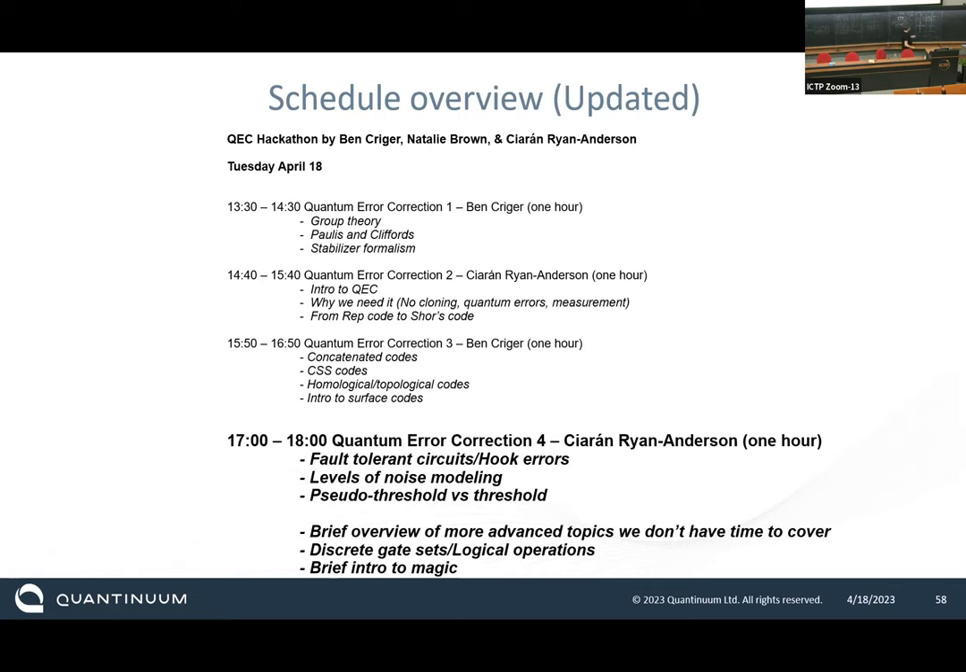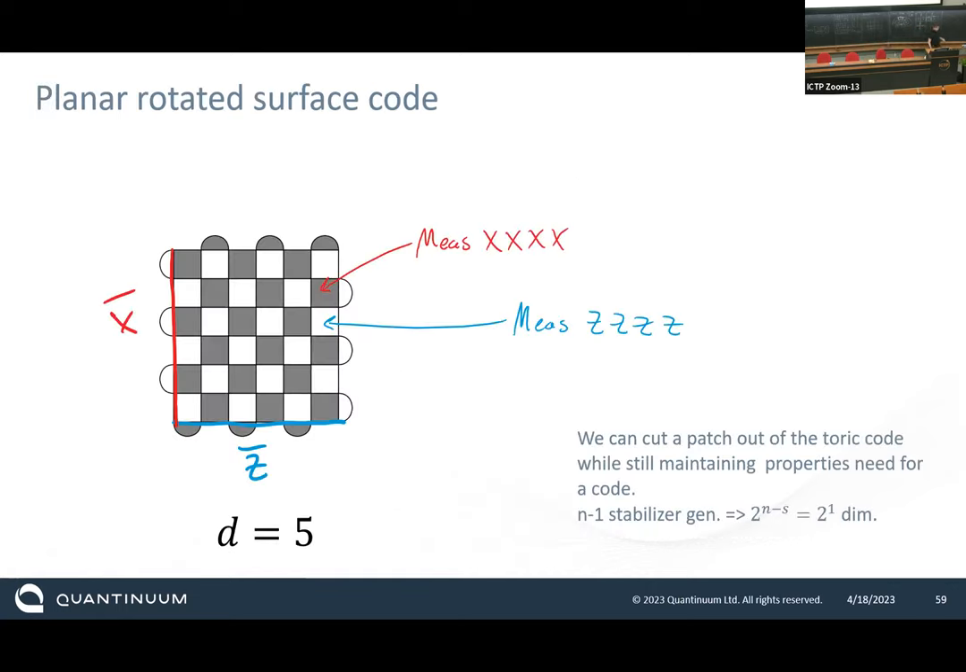And we can take this torus code that Ben described. And if we want to do everything in 2D, which is more natural for some devices, then we can take basically a slice of this torus and we can just add extra checks along the boundaries and we get another version of the torus code, this time though the planar surface code.